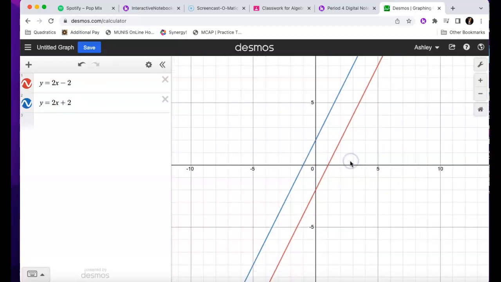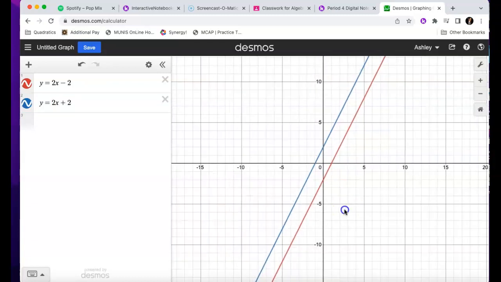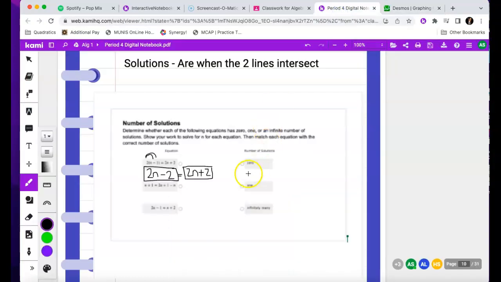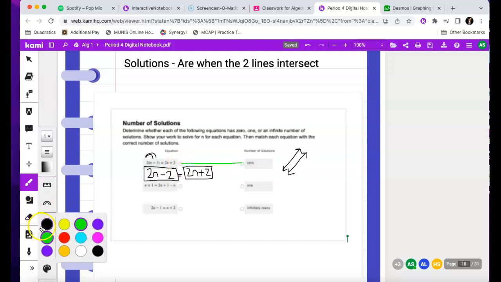We notice that we have two parallel lines, which means our lines never touch. If the lines never touch, that means they never intersect, which means we have no solution. So our lines are parallel like this, which means there are no solutions. For equation number 1, we're going to match 0 solutions with the first equation. And for each one, we're going to do the same thing. We're going to solve it by graphing.